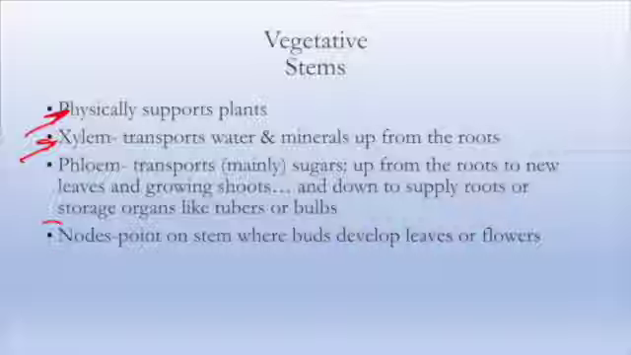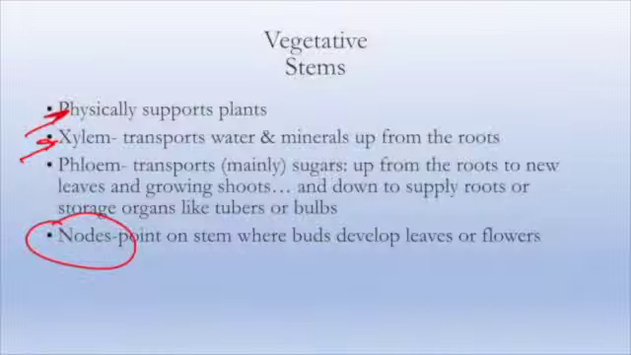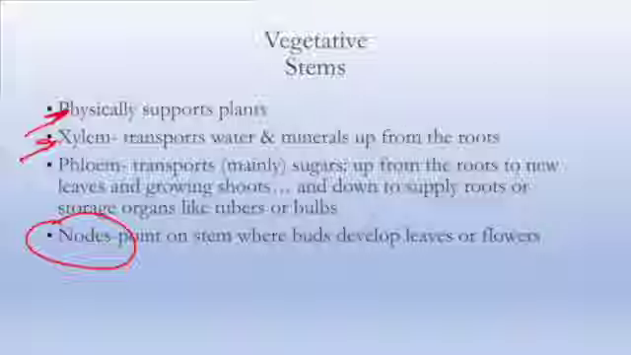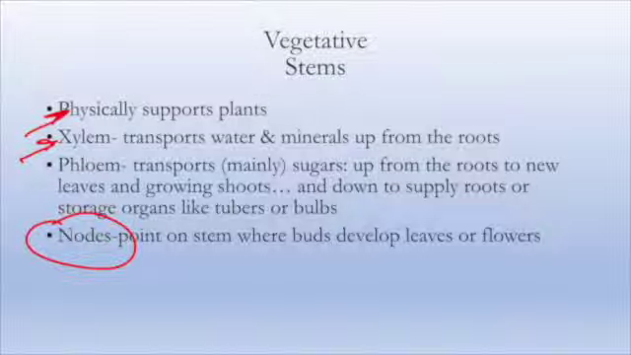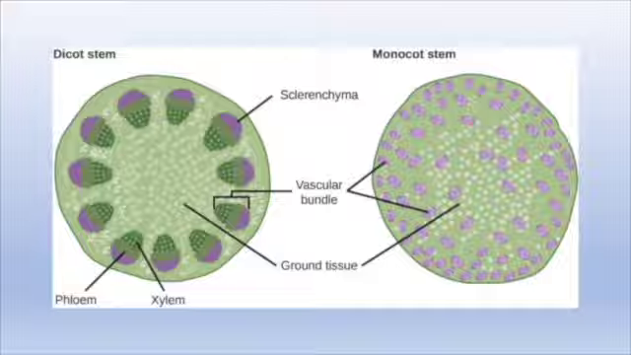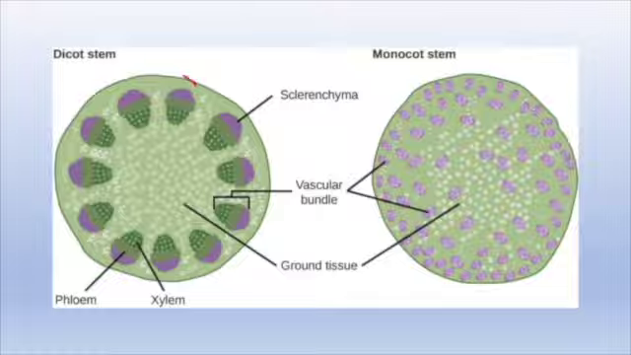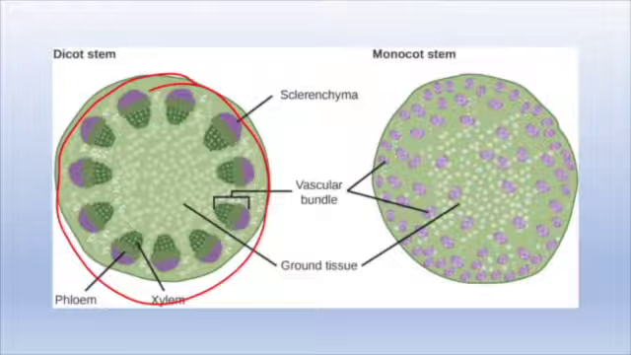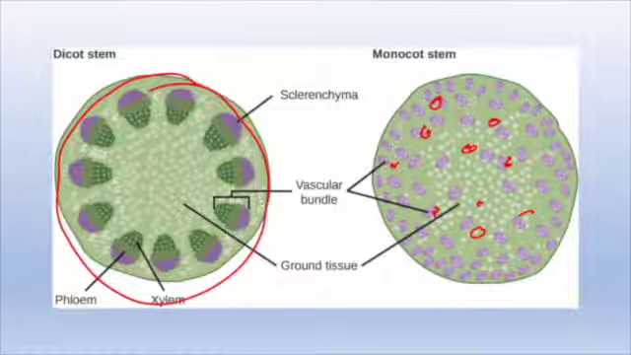And then there are nodes. The nodes are the points of the stem where buds will develop either leaves or flowers or fruit. This is a cross-section illustration of a dicot. Remember, dicots come in groups of 4 or 5 and have netted-like veins. And here you can see what the xylem and phloem look like. Here's a cross-section of a monocot. See, it's structured differently. This will make a difference in the third video.